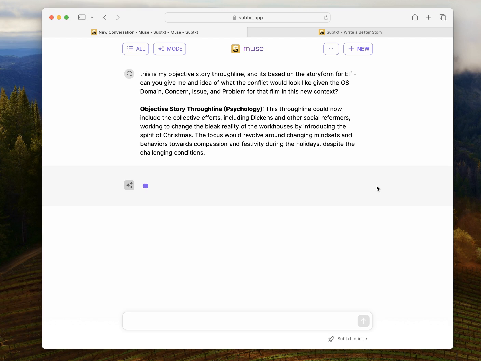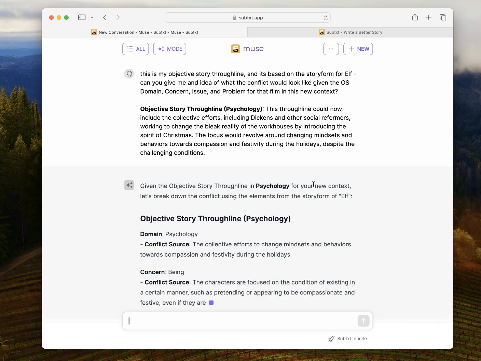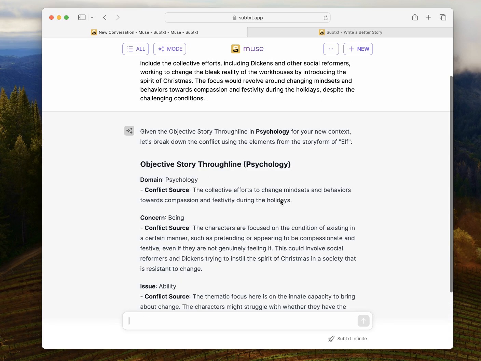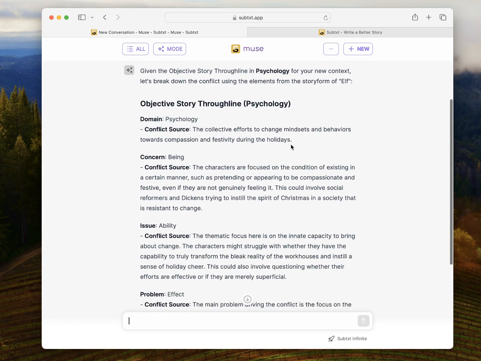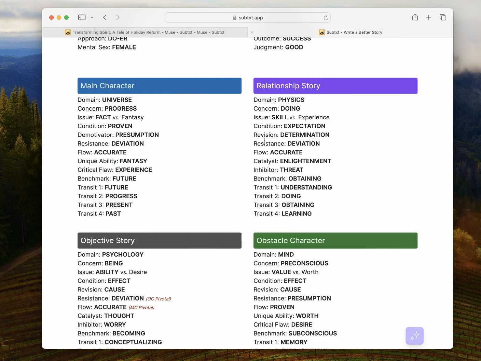Let's see. Usually I could just continue that conversation, but because it was part of testing, it died out, so I have to start it up again. All right, let's see if it got everything right. Given the objective story through line in psychology, here's how it matches up with Elf. Okay, the collective efforts to change mindsets and behaviors, right? So all the manipulative stuff that'll be going on. So being is the concern. Let's see if that's right.